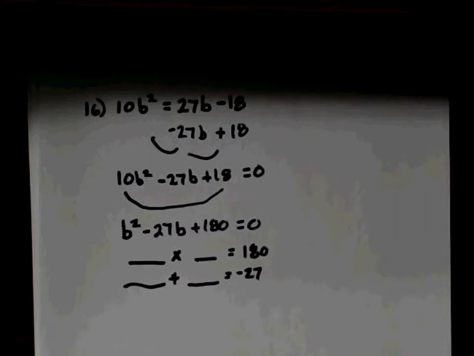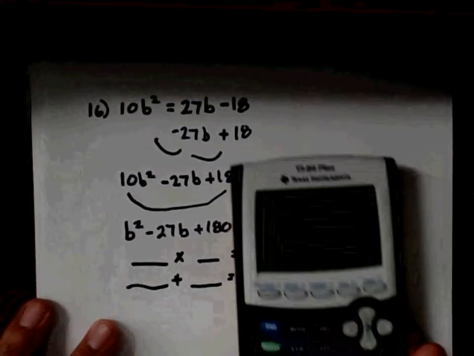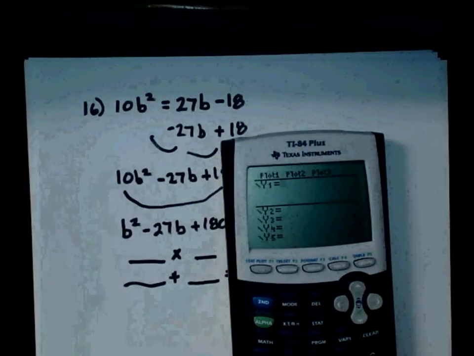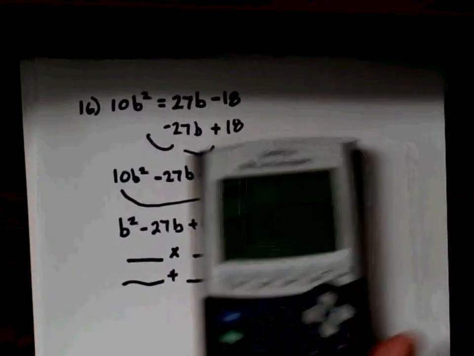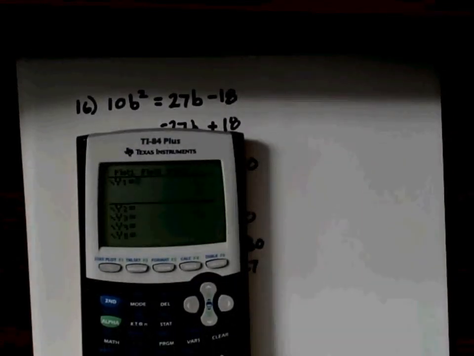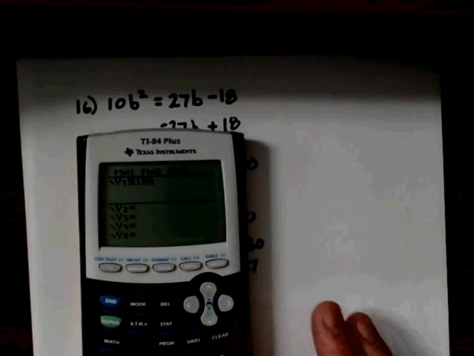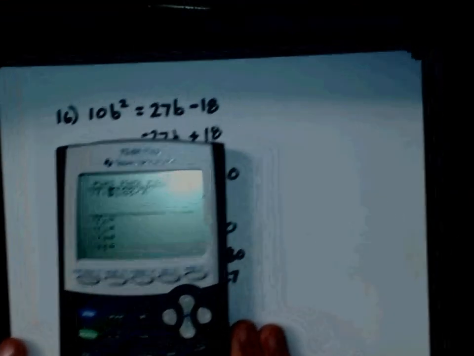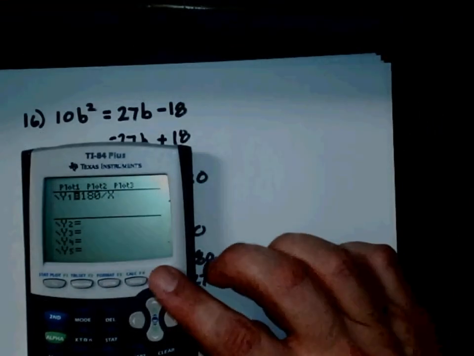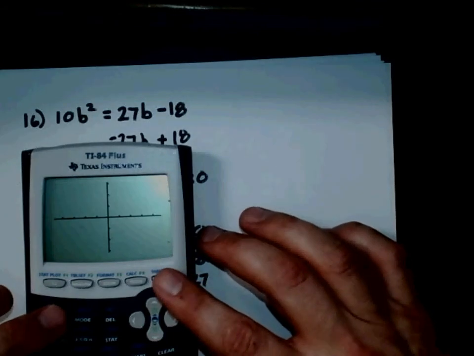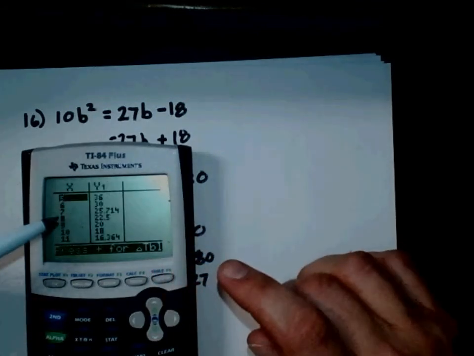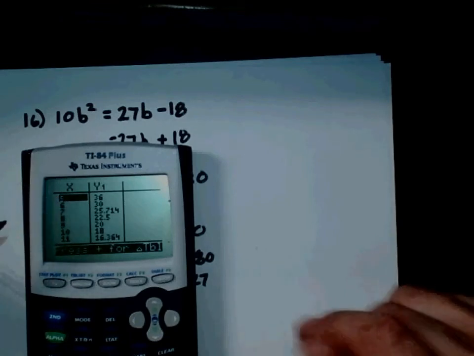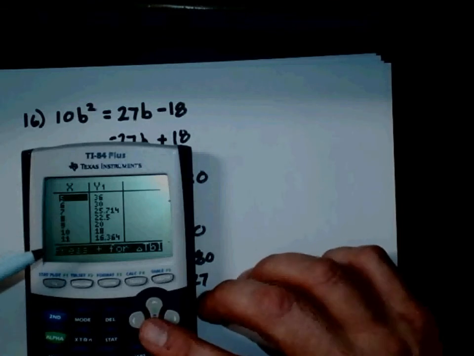If I go to y equals right here and I want to see what factors give me 180, I can enter 180 divided by x, I hit graph, and then I go to the table. These are my factors. So I have to see what combination of that gives me 27. Does a 5 and a 36 give me 27? No. 6 and a 30? No. Okay, so I have to scroll through.